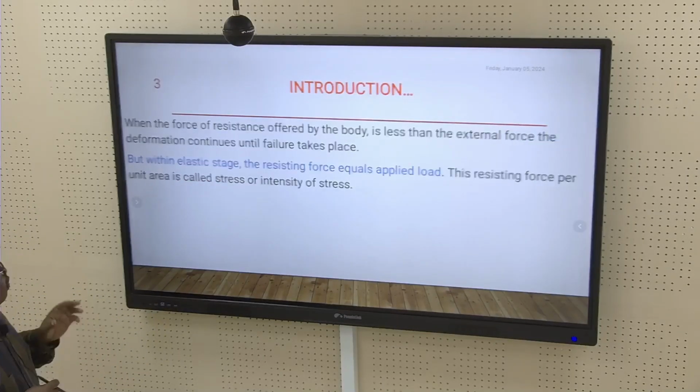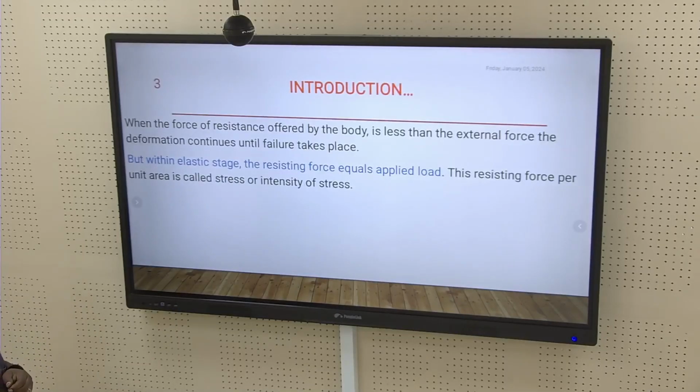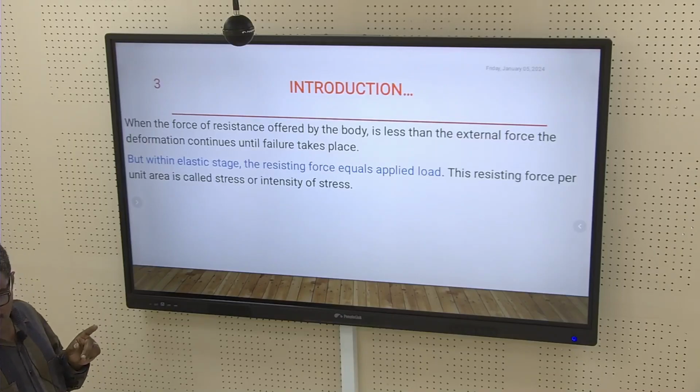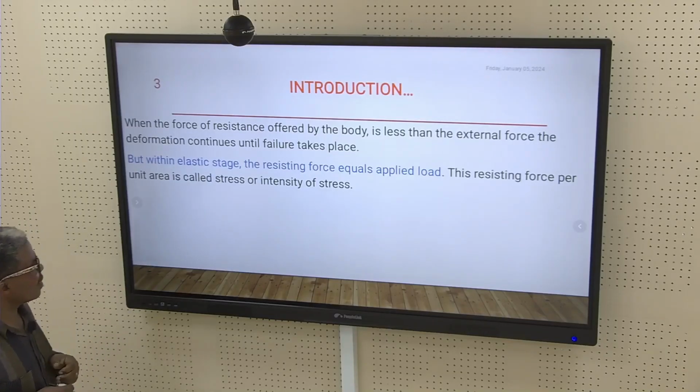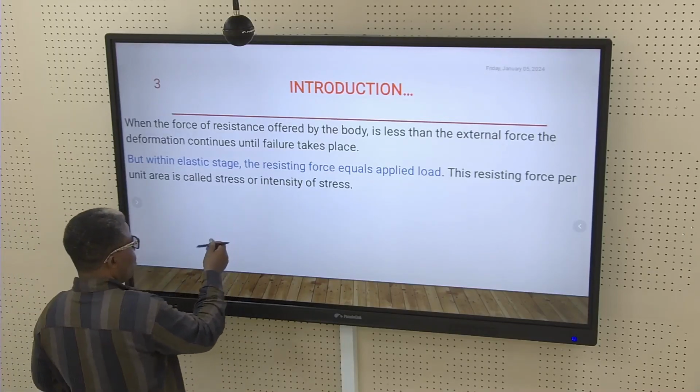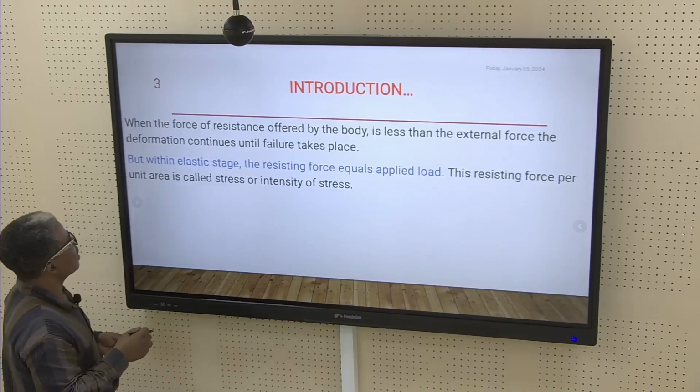When the force of resistance offered by the body is less than the external force, the deformation continues until failure takes place. We'll see what failure of the object is when the body exceeds the resistance it offers. But within the elastic stage, the resisting force equals the applied load. So we'll see what the elastic stage is.